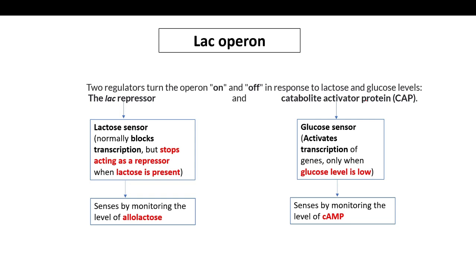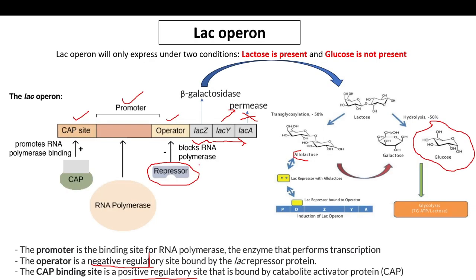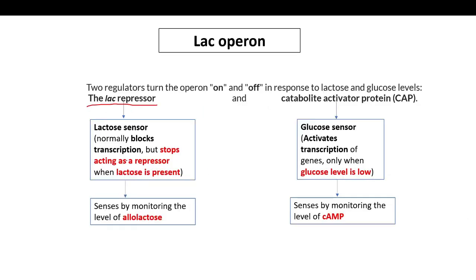So what are the two regulators? One is the sensor for lactose, that is the lac repressor. This lac repressor will sense the amount of lactose present in that E. coli. The lac repressor is the repressor that we were talking about in the previous slide. This lactose sensor will block the transcription from happening, but it stops acting as a repressor only when lactose is present.